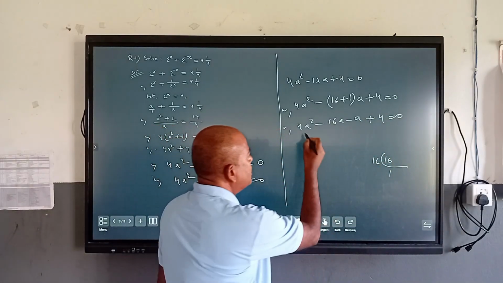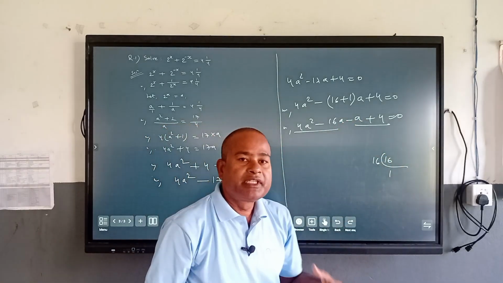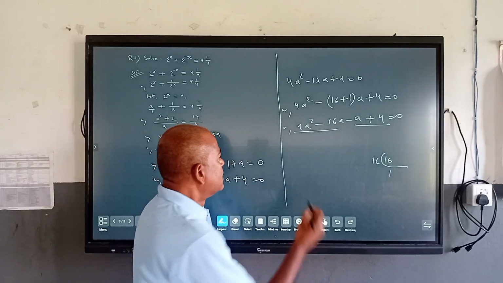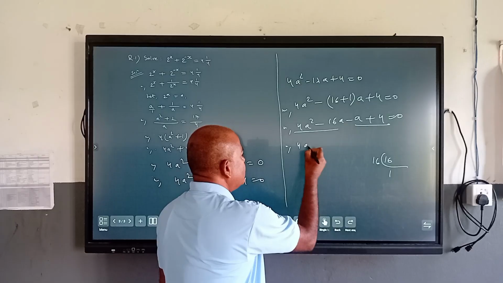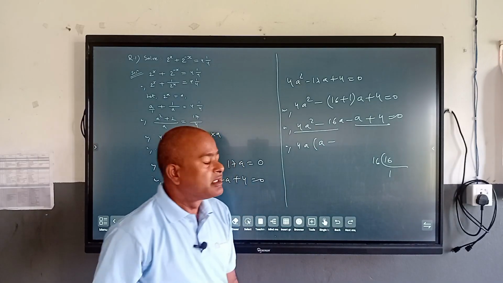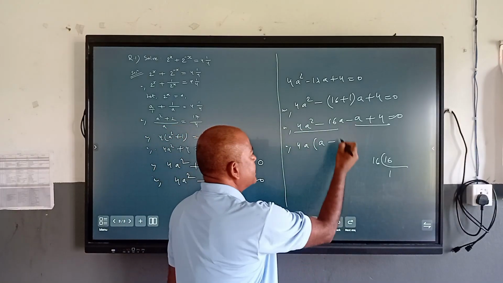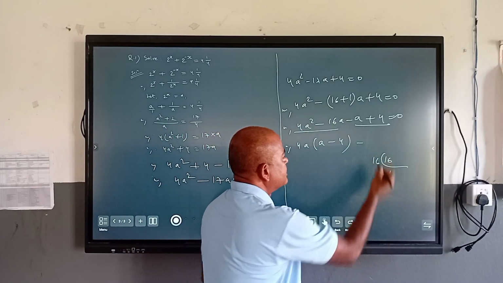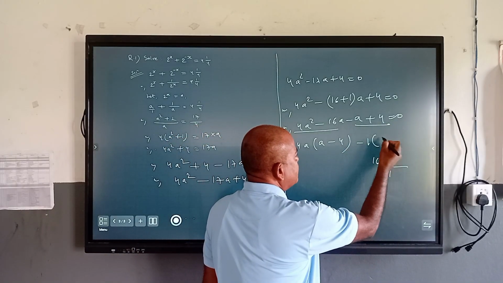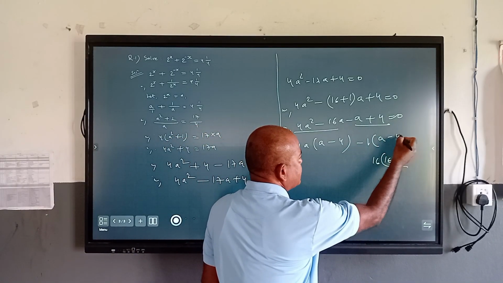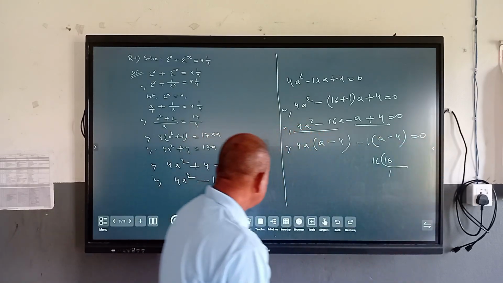Dear students, now we'll take common from the first two terms and again take the common from the last two, then we'll get the two factors. If we take 4a common from the first two terms, the remaining factor is a minus 4. If we take minus 1 common from the last two terms, we also get the factor a minus 4.